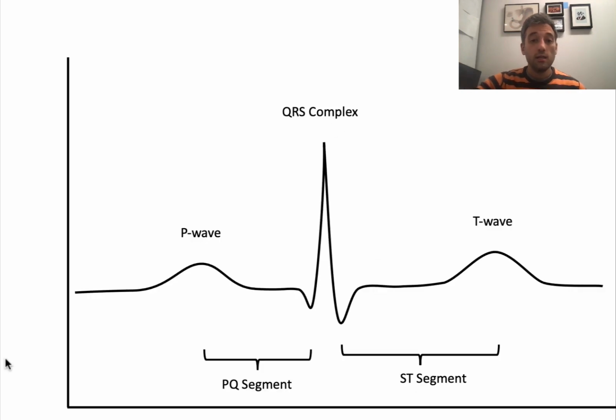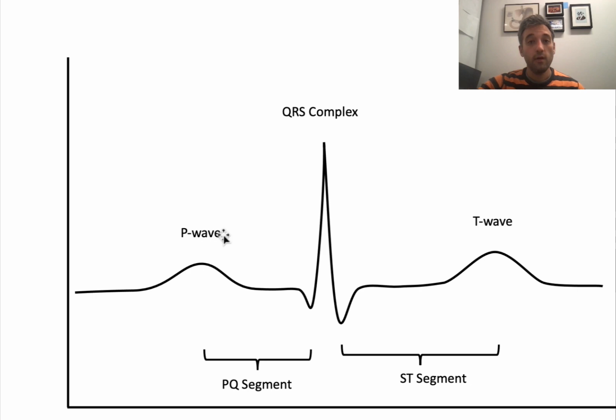You can see this initial atrial depolarization through the P wave. The QRS complex is going to be the repolarization of the atria, the depolarization of the ventricles. This depolarization of the ventricles is going to cause contraction of the ventricles, and then a relaxation or repolarization of the ventricles will happen during the T wave.